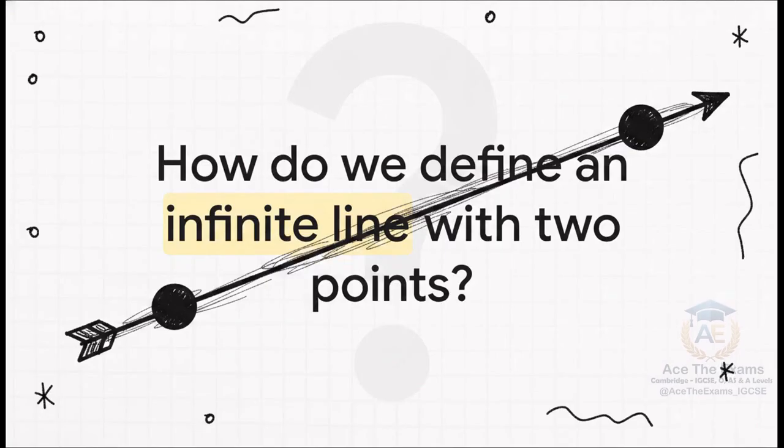But before we throw any formulas at you, think about this. How can just two distinct points lock in an infinite, unbending line forever? It's kind of wild, right? Just two tiny dots in the expanse of a grid dictating a trajectory that goes on literally to infinity in both directions. Understanding the mechanics behind this is the key to mastering linear geometry.